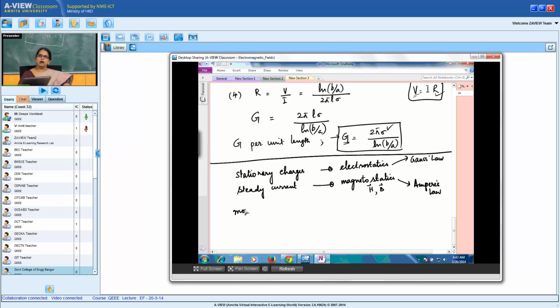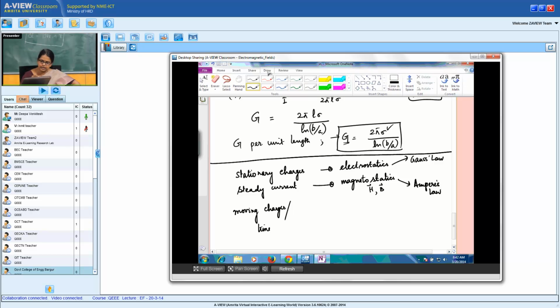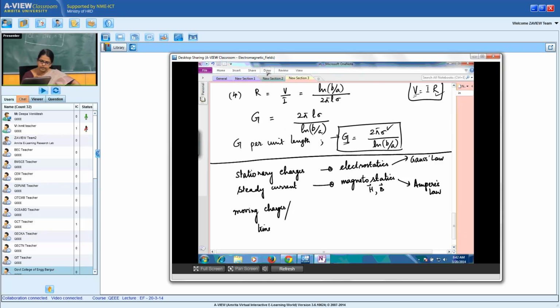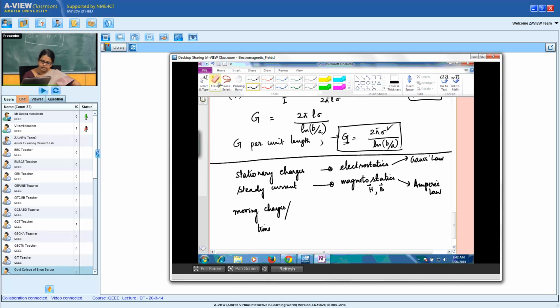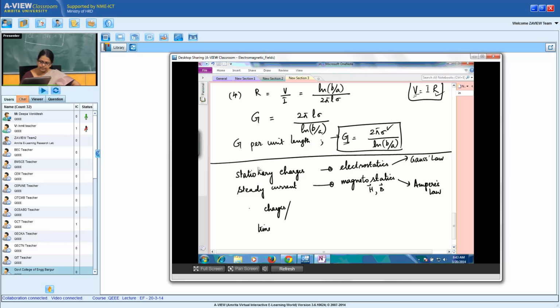Now, if you have moving charges or time varying, instead of saying moving charge, in fact charge is current. So it is not correct to say moving. I should specify what kind of movement that is. If I have time varying charges, then it leads me to the concept of electromagnetic waves.